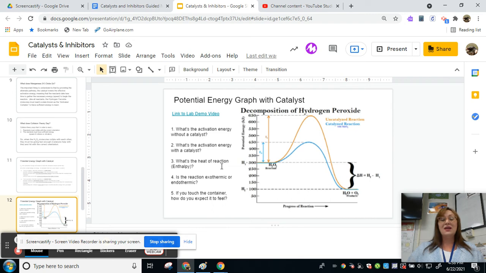Number three, what is the heat of reaction? So heat of reaction is, we don't care about what happened in the middle.